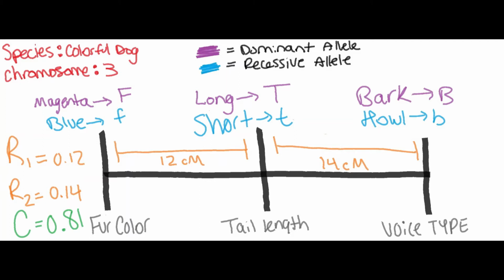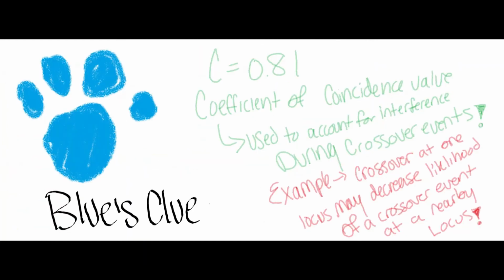Locus number 1 controls fur color with magenta dominant to blue. The middle locus controls tail length with long dominant to short, and the third locus controls voice type with bark dominant to howl. The loci for fur color and tail length are 12 centimorgans apart, while the loci for tail length and voice type are 14 centimorgans apart. The coefficient of coincidence value is 0.81.